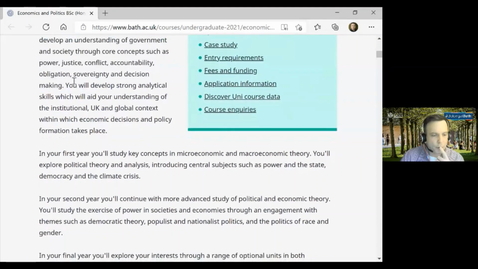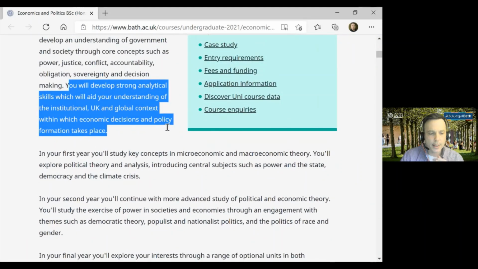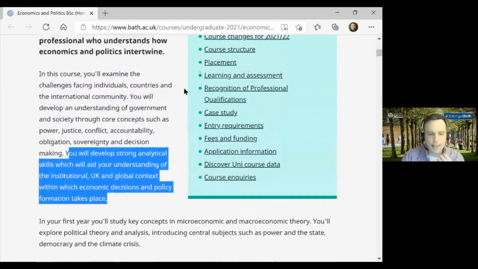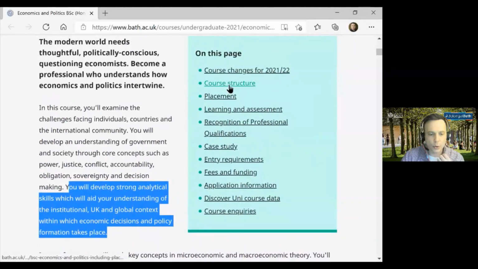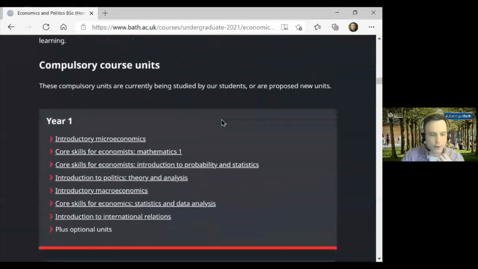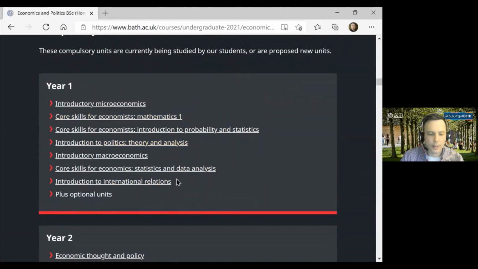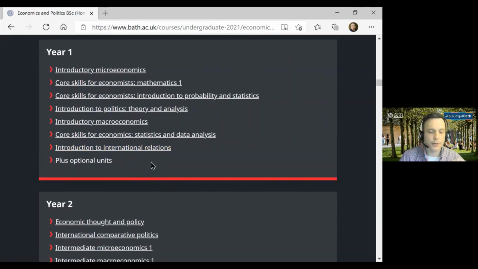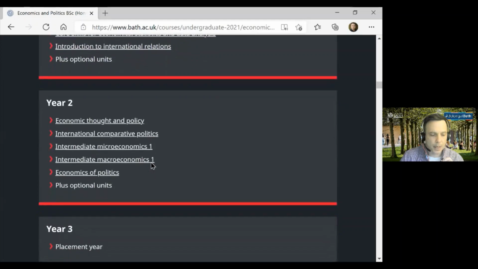And then if you continue down a bit more, you'll develop strong analytical skills. So again, right up front, it starts talking about the knowledge and the skills that you'll be developing. Again, you could write this down, analytical skills would be desirable. Understanding of the institutional UK global context. Obviously you don't want to write down the whole web page, but you start making notes on these key things. Important places to look are things like the course structure, because that will give you even more minute detail about what's involved. We're not going to expect you to have knowledge of these areas, but you might have some experience. So it's worth writing a few things down and having a look.